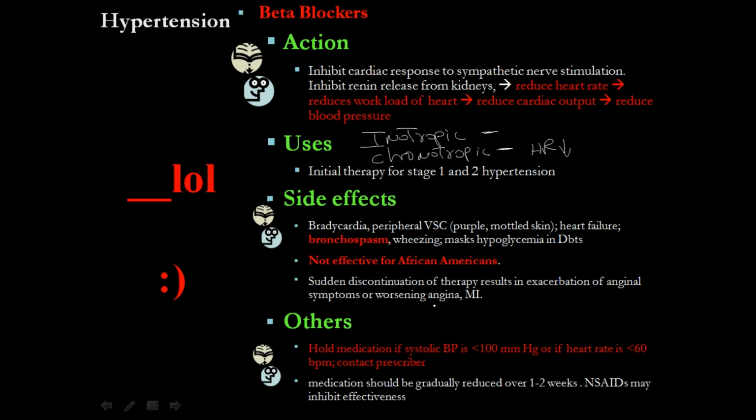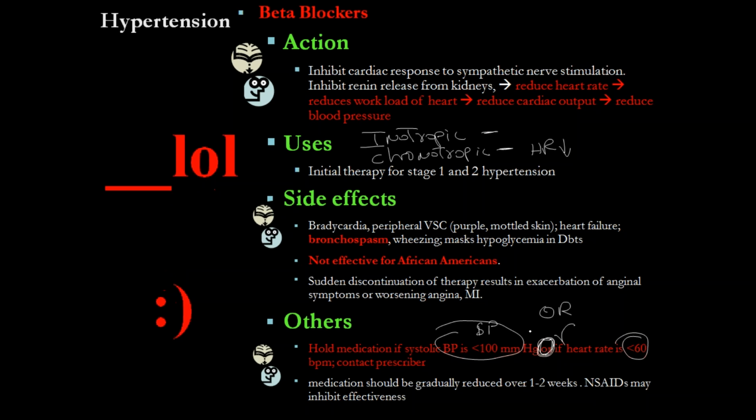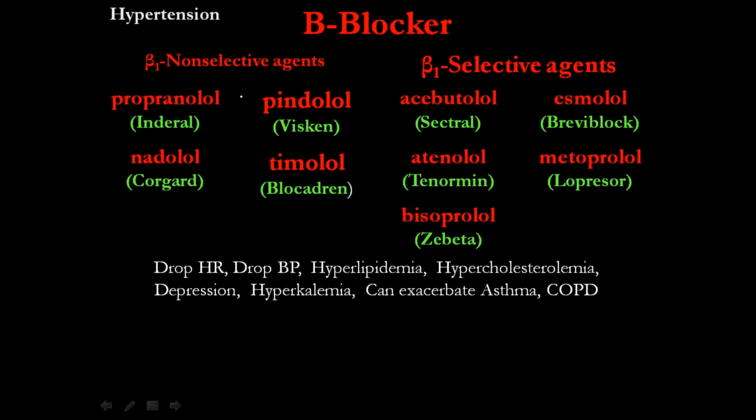Okay, so nursing considerations. If your systolic pressure is less than 100, or your heart rate is less than 60 beats per minute, you need to contact the prescriber. So we have propranolol here, nonselective, and the selective one we have is atenolol. So these guys are going to be prototypes.